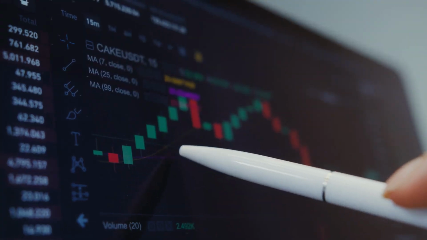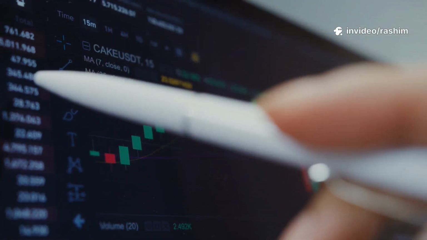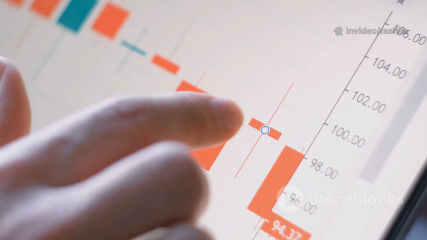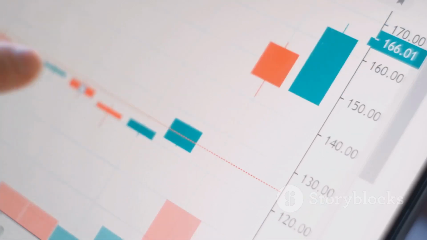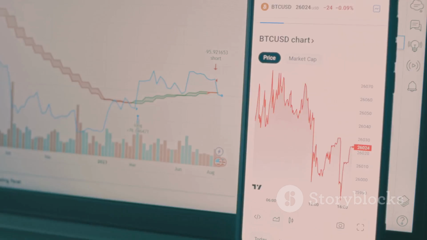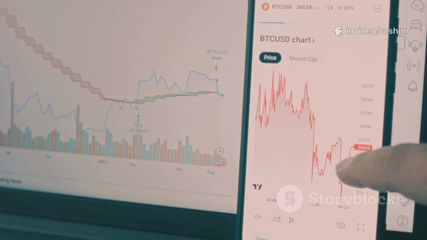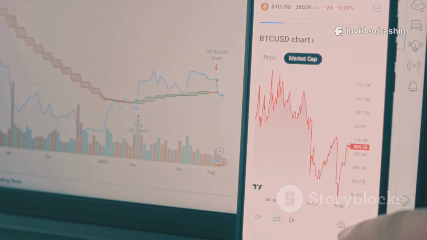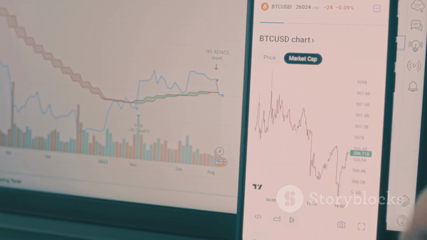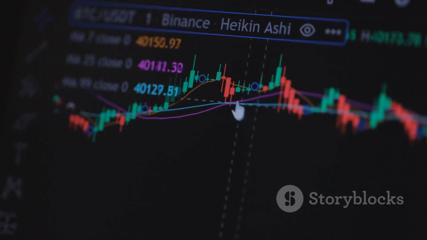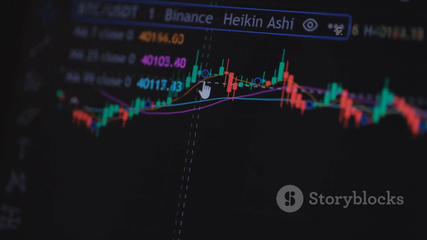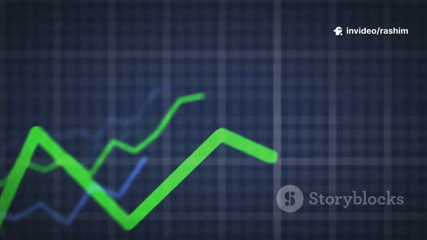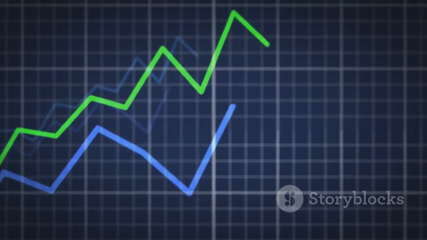It does this by calculating the average price over a specific number of periods. There are two main types of moving averages you should know about: the simple moving average, or SMA, and the exponential moving average, or EMA. The simple moving average is the most basic form. It calculates the average price of an asset over a certain number of periods by simply adding up the closing prices for those periods and dividing by the number of periods. For example, a 20-day SMA is the average closing price over the last 20 days. It gives equal weight to all prices in the period, making it a very smooth but sometimes slow line.